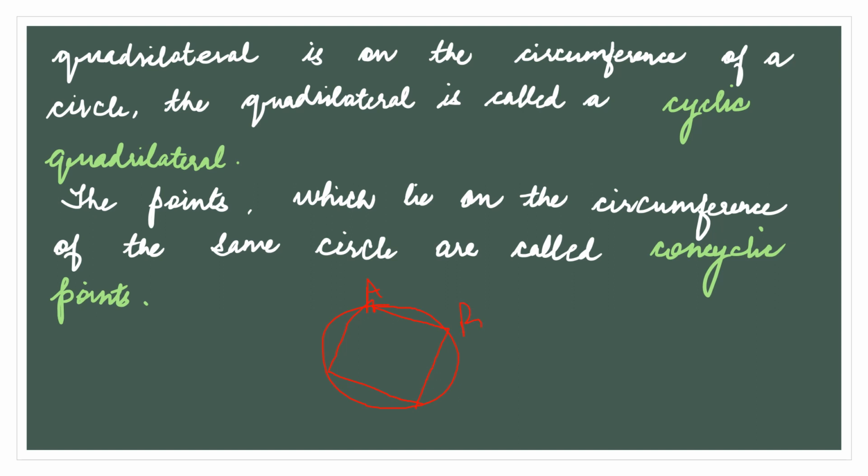Okay, concyclic points. So it is not easy to draw with this. So you understand, children, that A, B, C, D. So A, B, C, D are called concyclic points.